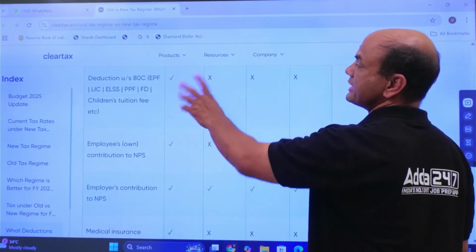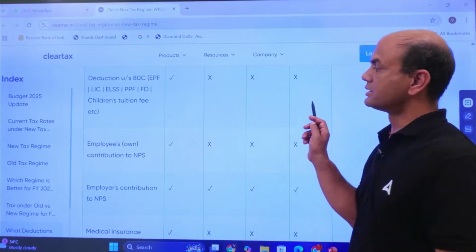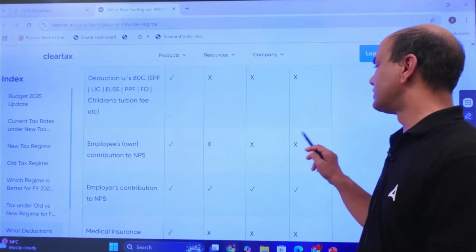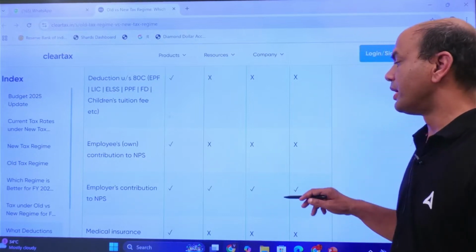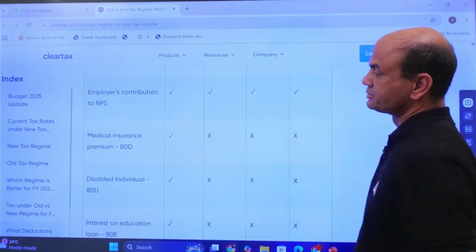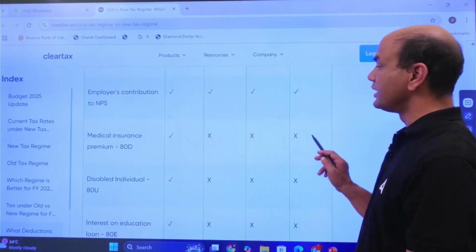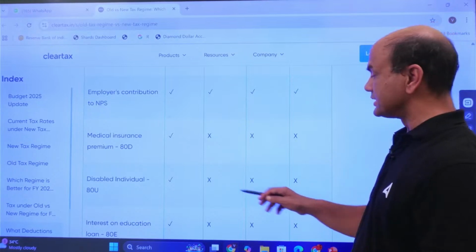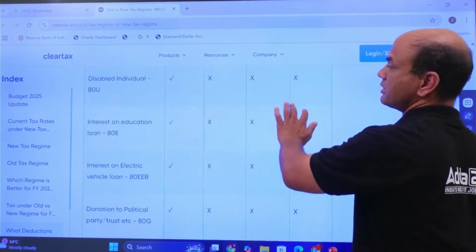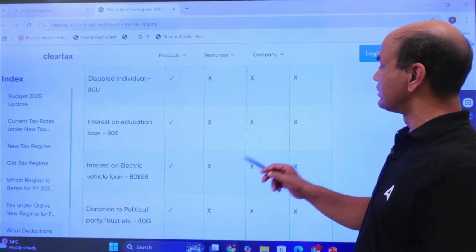Deductions under 80C, nothing, zero. Employee's own contribution to NPS, not there. Employer's contribution, it is there. Medical insurance, 80D, not there. Disabled individual, 80U, not there. Interest on education loan, not there.